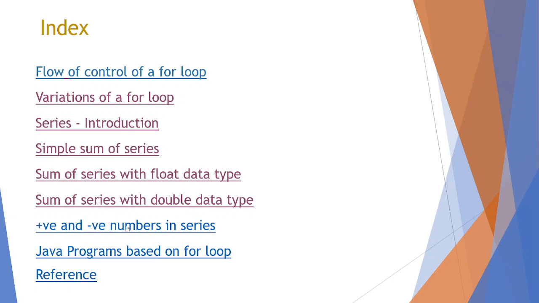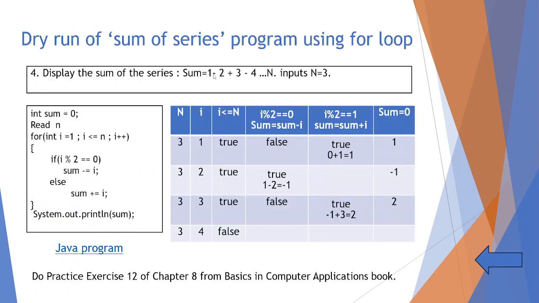Positive and negative numbers in series. See here 1 minus 2 plus 3 minus 4 till n. Let's suppose n is 3. Here we have a condition in such a way that all odd numbers are being added and all even numbers are being subtracted from the sum. Let's read n as 3, let's assume. This for loop works 1 to n times. See the dry run. N is 3 always. And then I is 1, 2, 3, fourth time false.